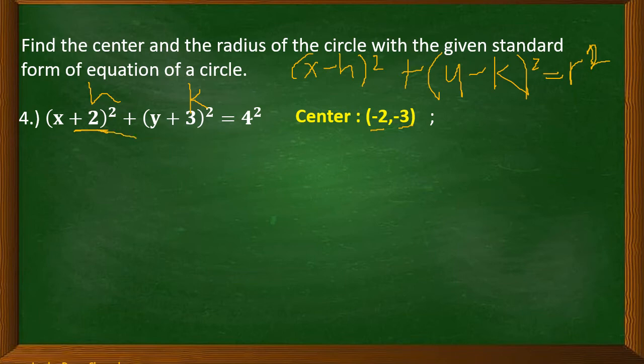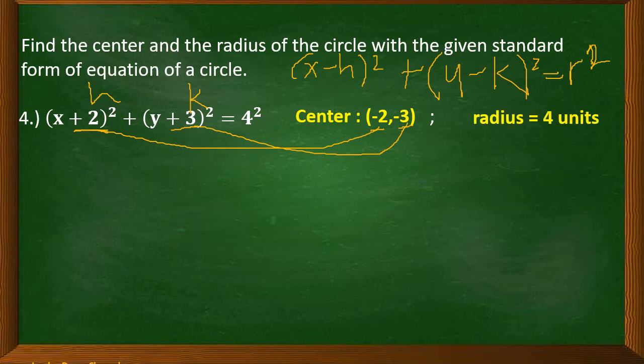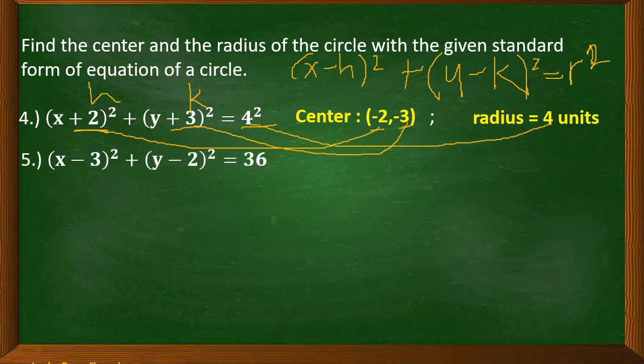So we'll have negative 2. And this one is positive 3, so we'll have negative 3. Just get the opposite sign. And for our radius, since this is in exponential form, just copy the base. So we have here 4 units.